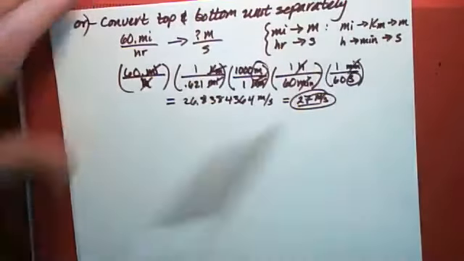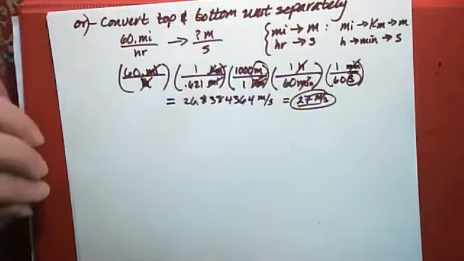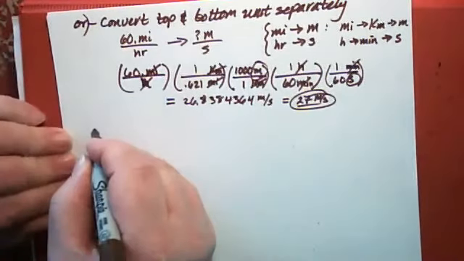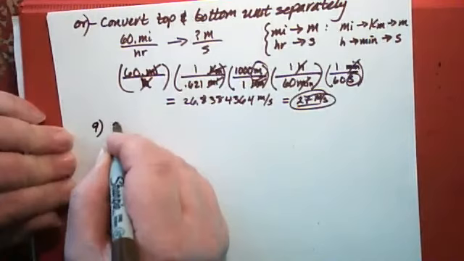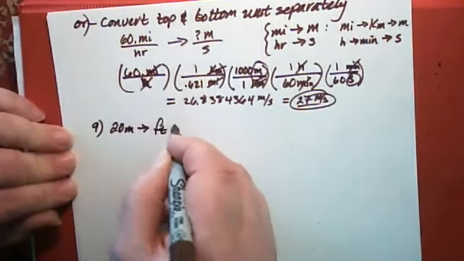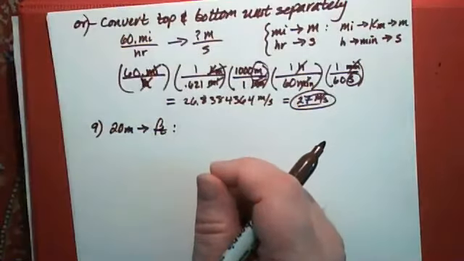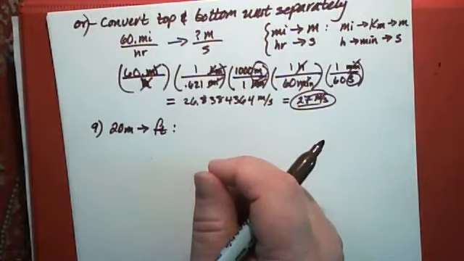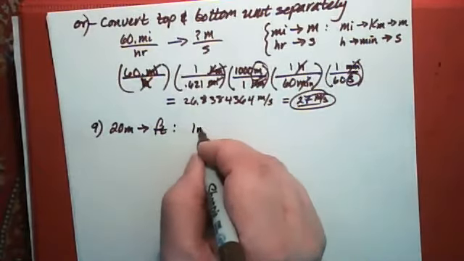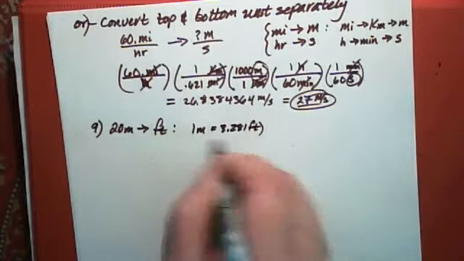Okay, picking up, let's see what we have next. 20 meters to feet. Oh, that should be pretty easy. Number 9, 20 meters to feet. I'm willing to bet that there's a conversion factor between meters and feet, and there we go. 1 meter is equal to 3.281 feet.